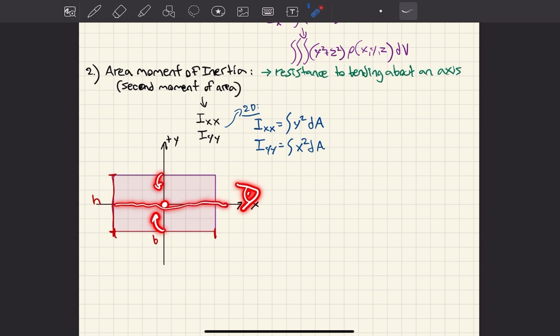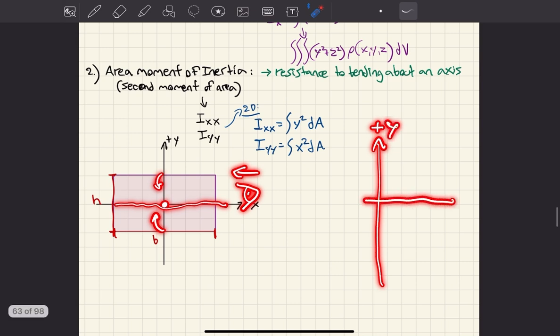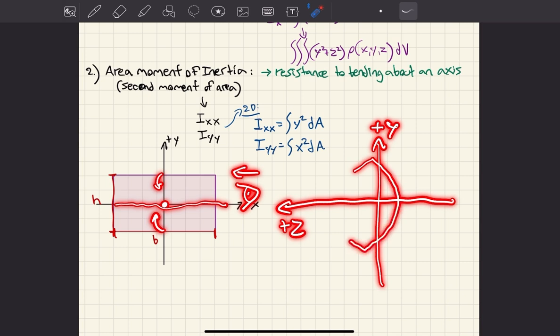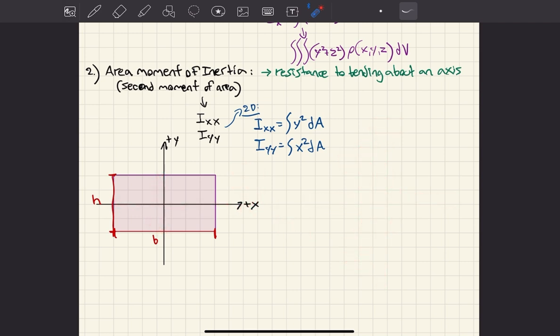If you look at it from the right side, you're going to see your y coordinate, your z coming out, and then you're bending it about the x-axis like that. And this is the x-axis coming out at you. So this is bending about the x-axis. We want to find the resistance to bending about the x-axis, and that is the area moment of inertia about the x-axis. Long story short, I'm going to tell you the punchline. From doing this calculation, we're going to end up getting that Ixx for this shape about the x-axis is equal to bh cubed over 12.